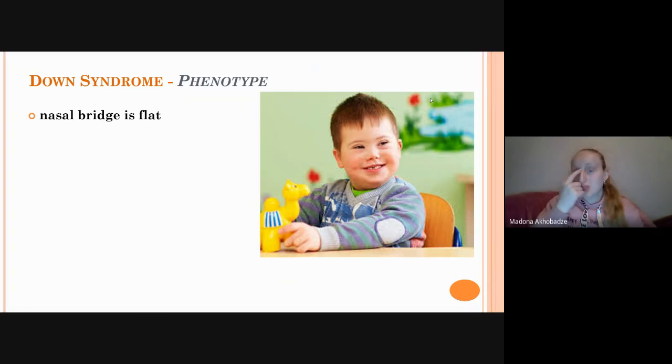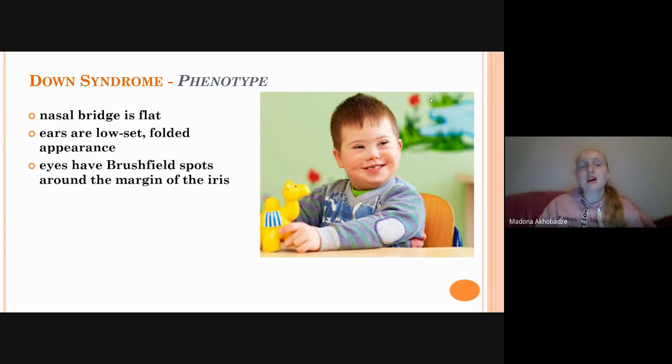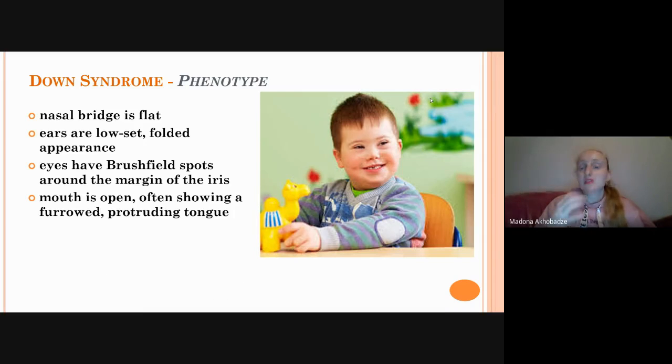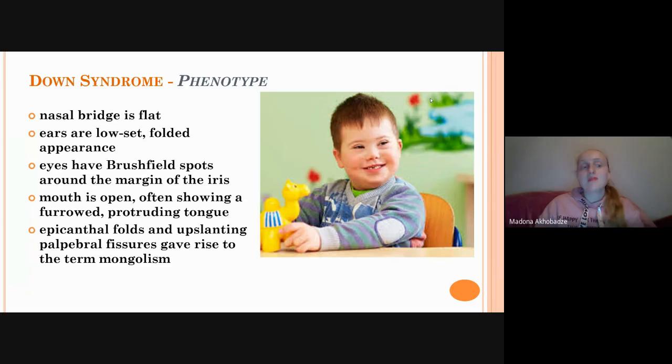The nasal bridge is flat, and the ears are low set, usually with a folded appearance. Eyes have Brushfield spots around the margins of the irises, and the mouth is usually open with a protruding tongue. Epicanthic folds and slanting palpebral fissures gave rise to the term Mongoloid. So Mongoloid facial features are how Down syndrome was defined, but we are not using that term nowadays.